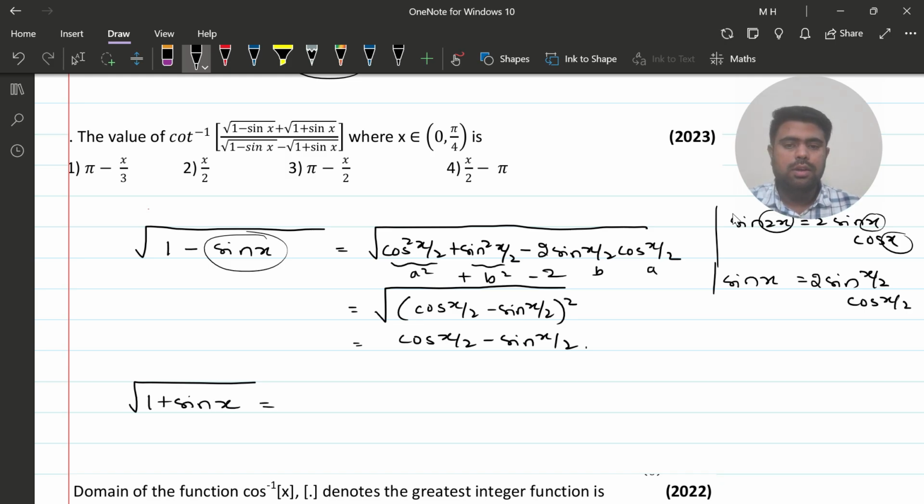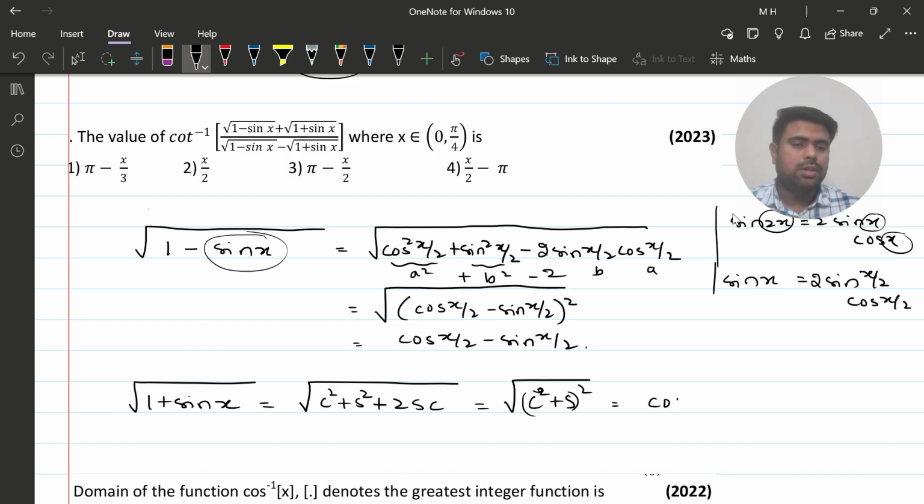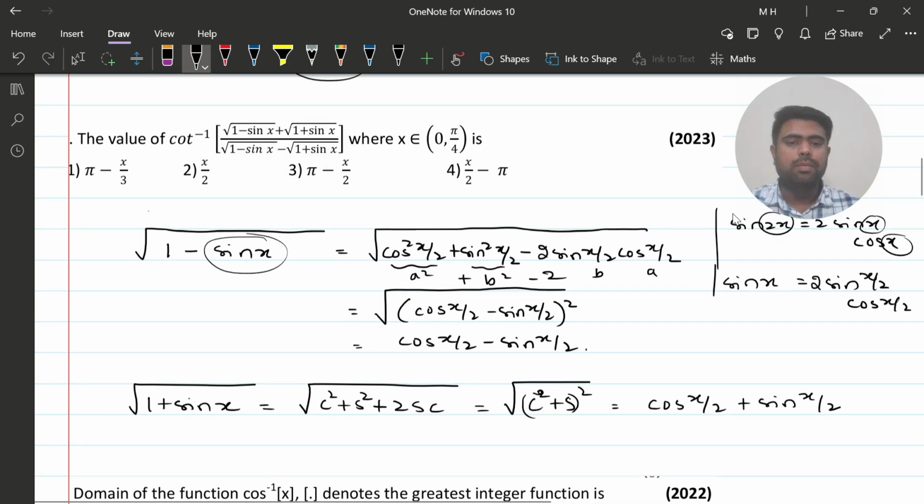That is root of cos square x by 2 plus sin square x by 2 plus 2 sin cos. So that is going to be what? That is going to be root of cos plus sin whole square, so that is going to be cos x by 2 plus sin x by 2. I hope what I'm doing is clear to you.